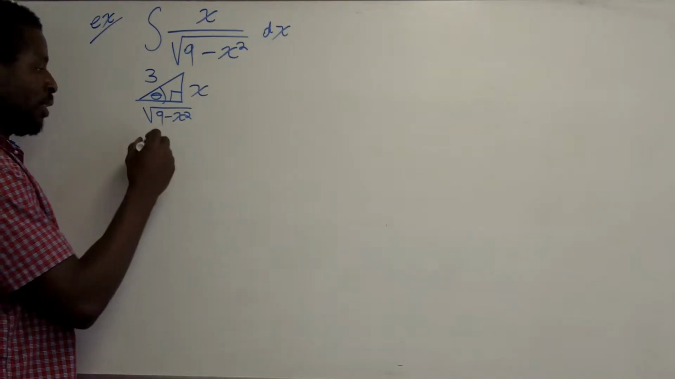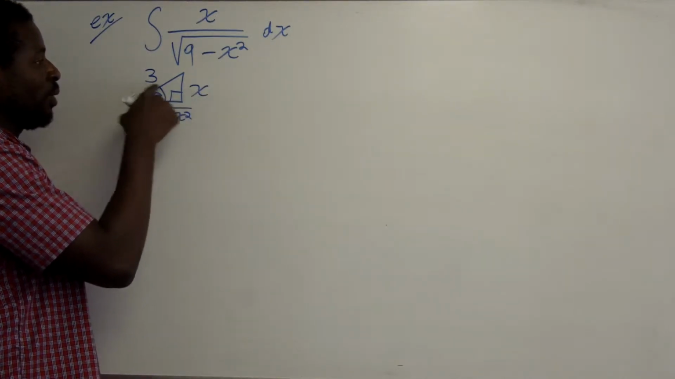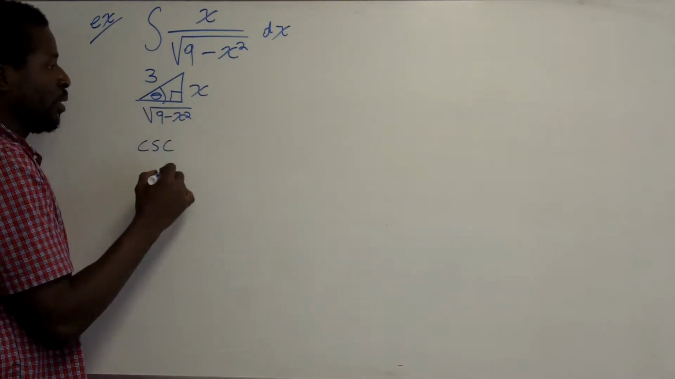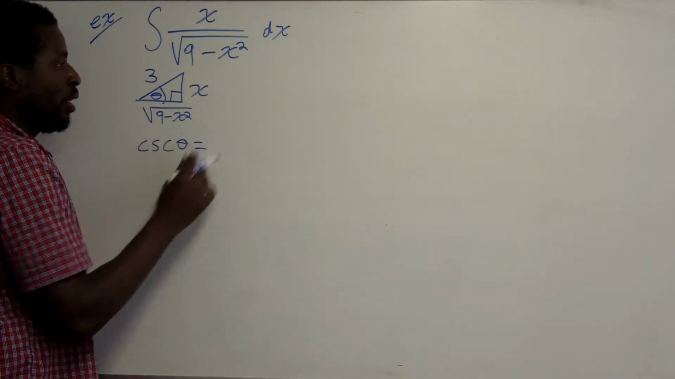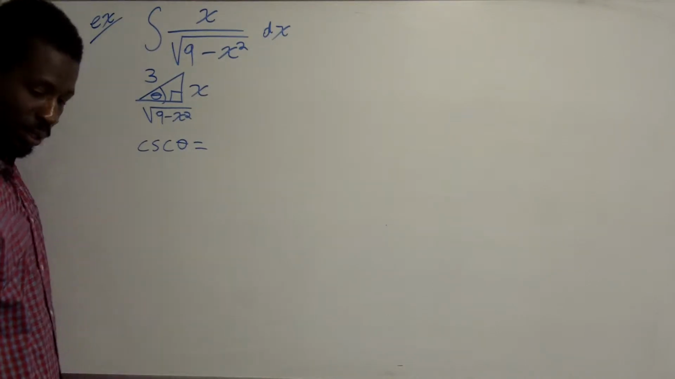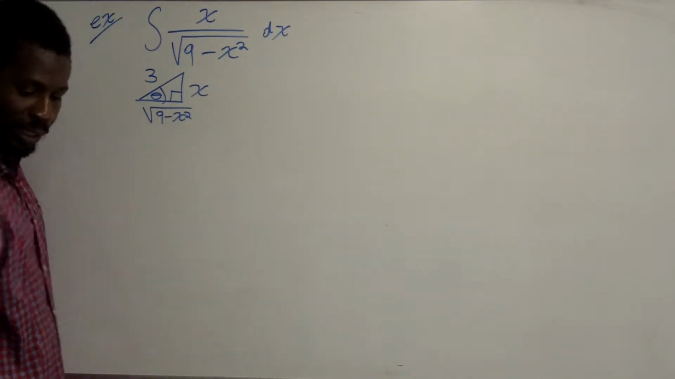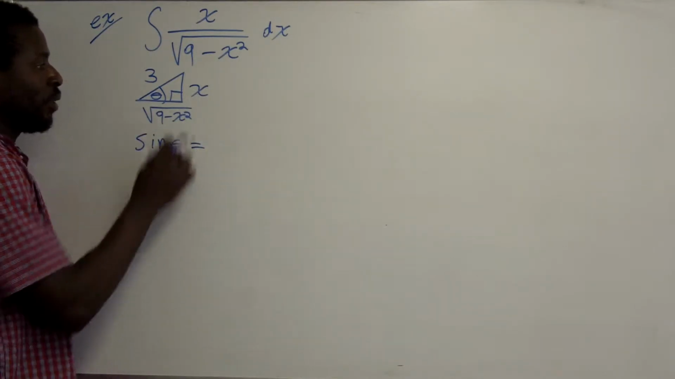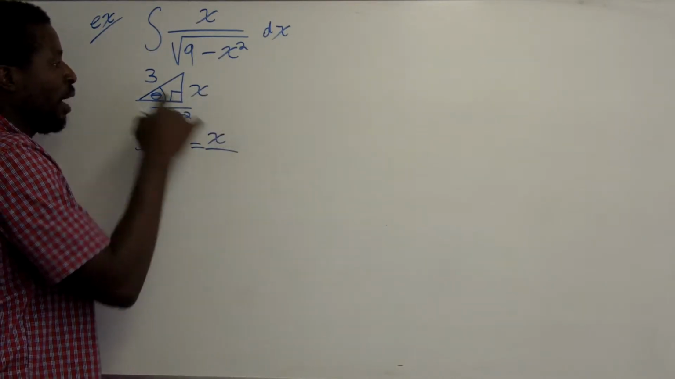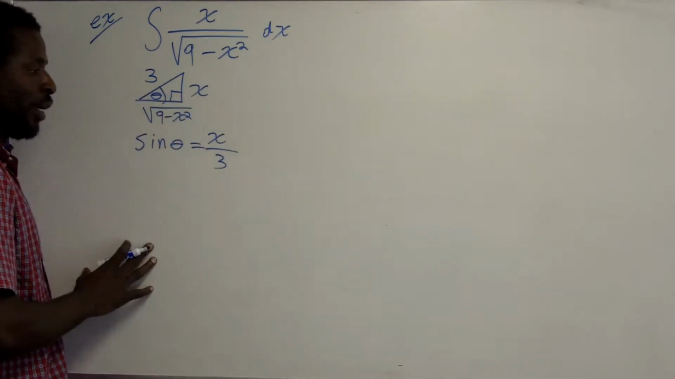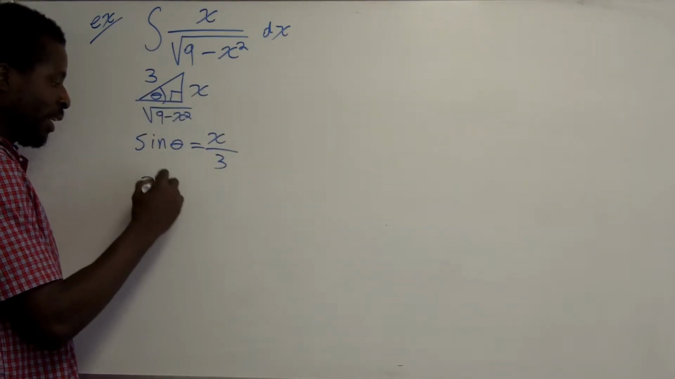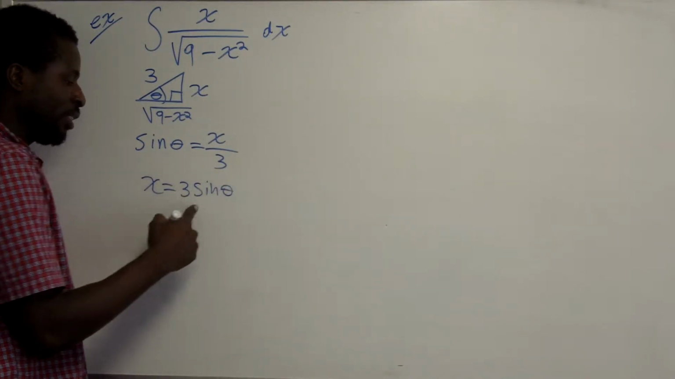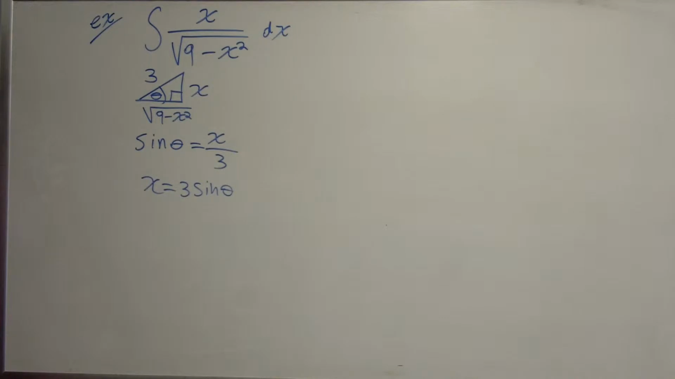And then that means that I know that I have these two things. That is the sine of theta. And the sine of theta is equal to the opposite over the hypotenuse, 3. So I get this thing, which says that x is equal to 3 times the sine of theta. This is the substitution that I'm going to make.